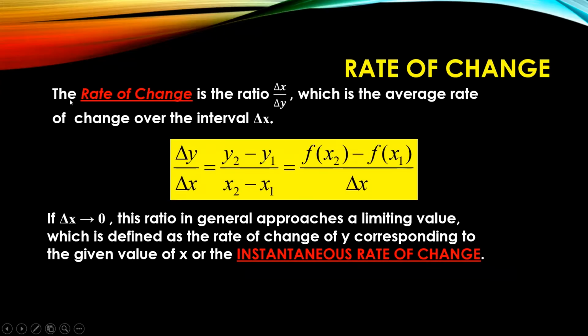Ito nga yun, no? The rate of change is the ratio of delta y over delta, baliktad tong nakasulat dito. I'll change this when I upload this. Delta y over delta x, which is the average rate of change over the interval delta x. So ito yung average. So ang rate of change pala na average is basically just the slope. Yes. Diba? But if delta x approaches 0, this ratio in general approaches a limiting value.